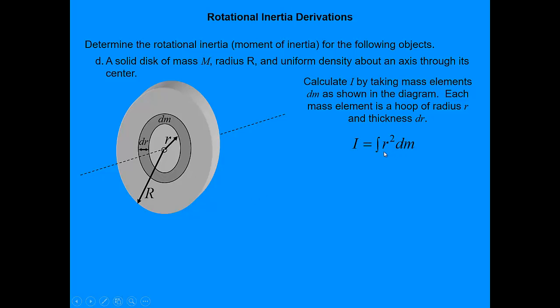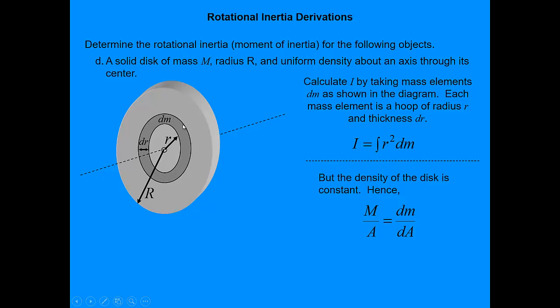So this is the integral of r squared dm. But the density of the disk is constant. So we can do a change of variable, but we're not going to use three-dimensional density, and we're not going to use linear one-dimensional density. We're going to use two-dimensional density, which does not, for some reason, have a special name or a special symbol. So the overall density of the entire disk would be mass per unit area. Capital A is area.